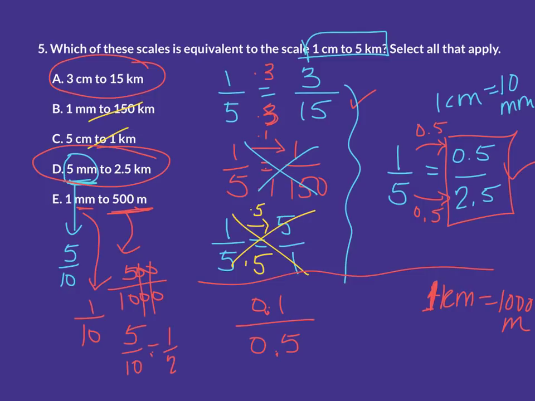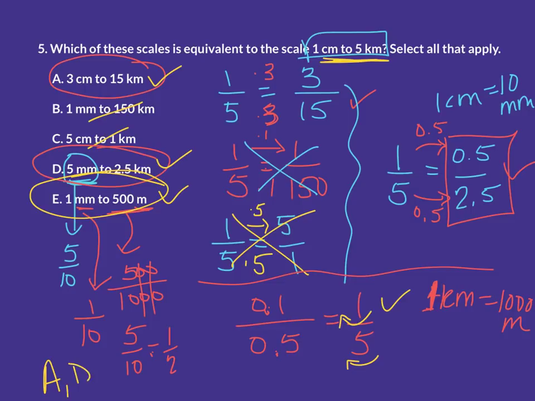Same thing, 0.1 and 0.5. Is that equal to 1/5? Well, it sure is, because both of these have been divided by 10, because the decimals were moved back one place. So this one works as well. So the scales that are all equivalent to the original given are A, D, and E. A, D, and E.